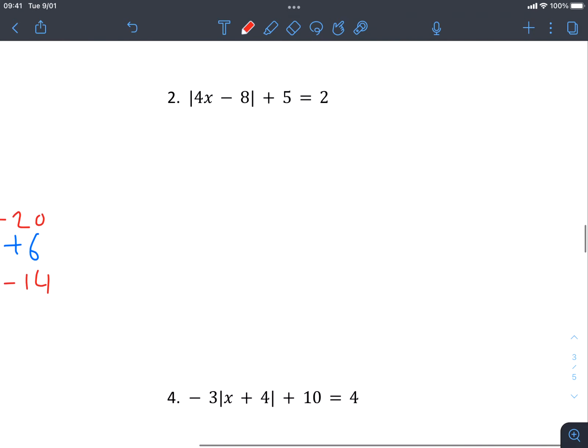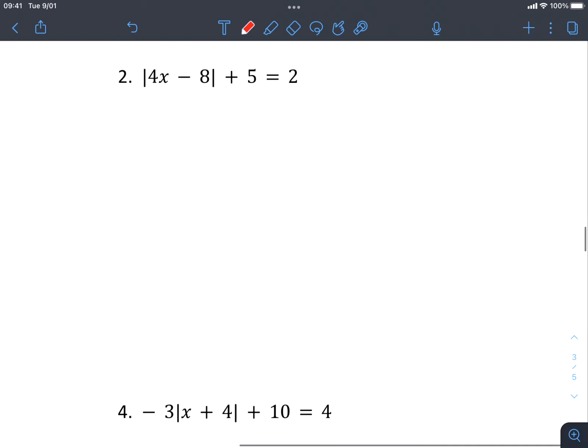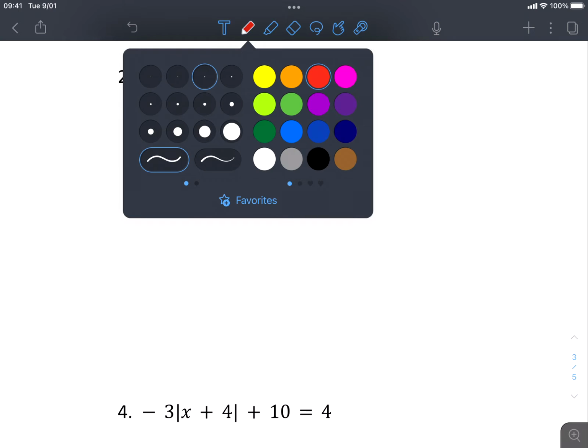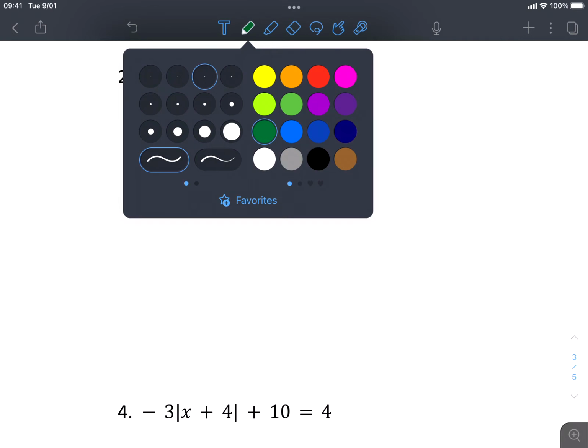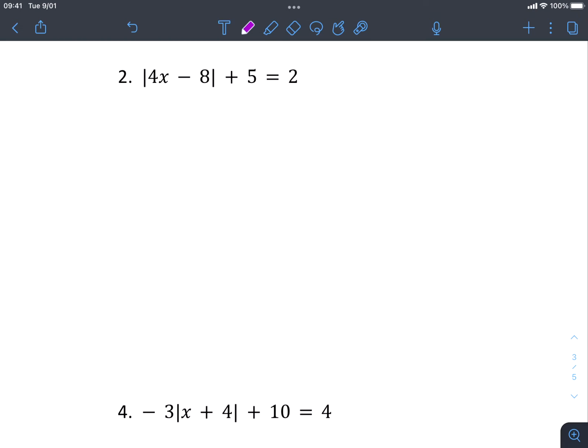Let's try another example. In this scenario, again, we have our 5 that's in the way of the absolute value being by itself. So we need to get rid of the 5 by subtracting, by doing the opposite. Now I have the absolute value of 4x minus 8 equals 2 minus 5, which is -3.